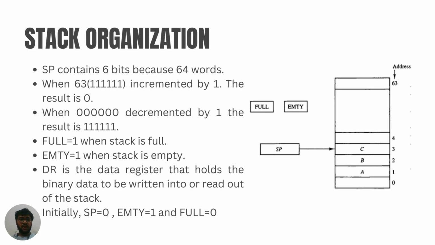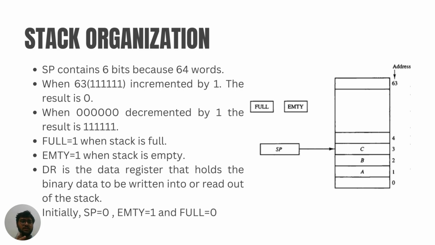So moving to stack organization in microprocessor. So in microprocessor, stack is of 64 words. In first we have a stack pointer that contains 6 bits because there are 64 words of 6 bit address. When 63 is incremented by 1, the result is 0. So it is kind of a circular queue, and there are two flags.